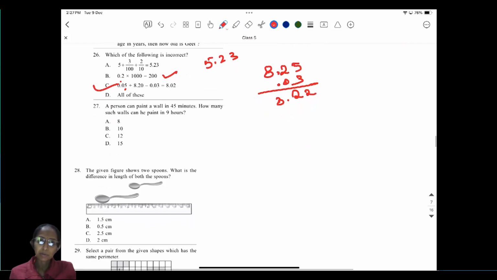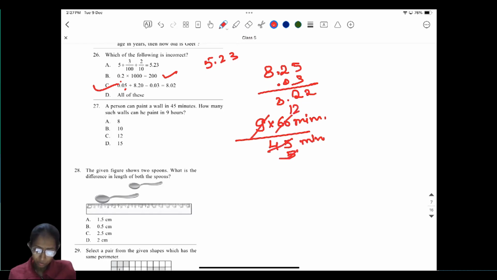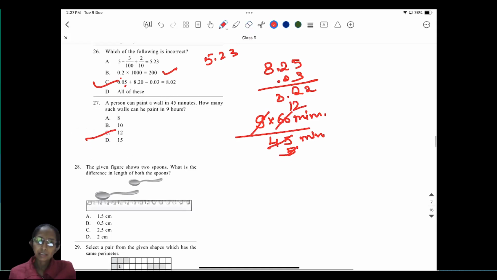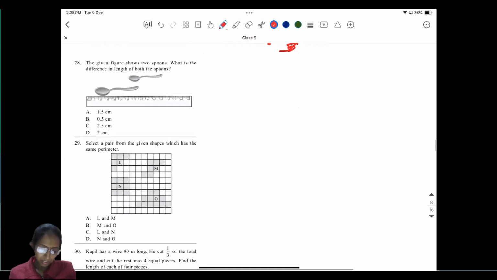Now 27th, a person can paint a wall in 45 minutes. How many such walls can be painted in 9 hours? So 9 hours means 9 into 60 minutes. And one wall is painted in 45 minutes. So the number of walls painted will be divided by 45 minutes. We can simplify it as 9 5 times and 5 12. So 12 walls will be painted in 9 hours.